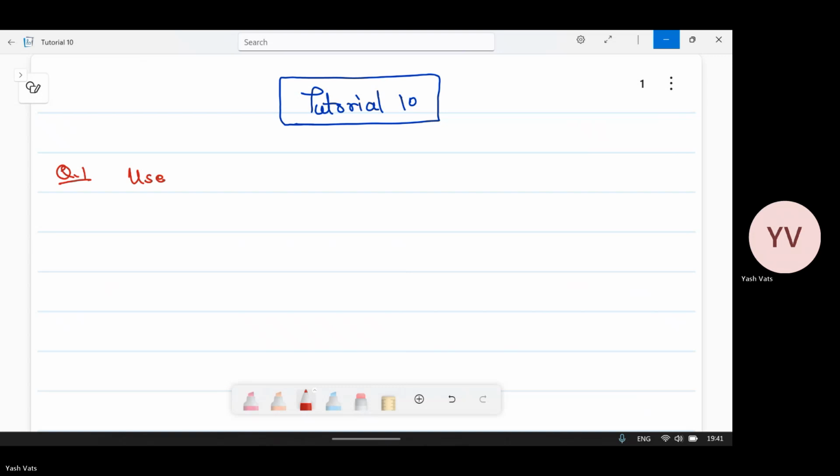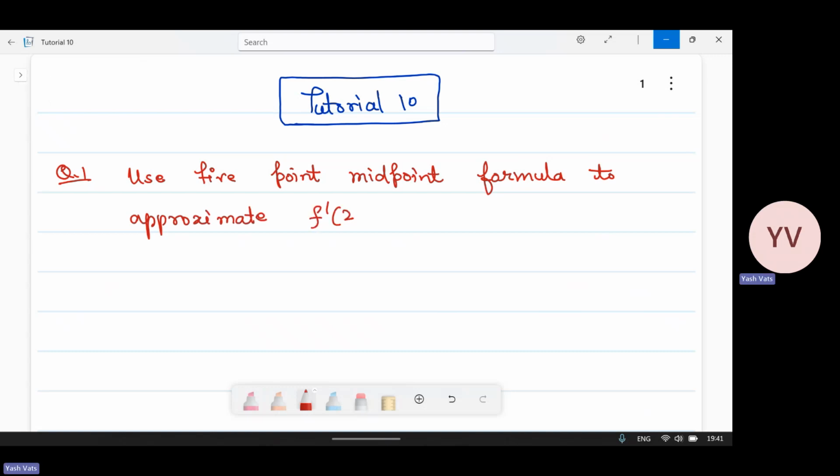Use 5-point midpoint formula to approximate f dash 2.0 with h is equal to 0.1 for f(x) is equal to.